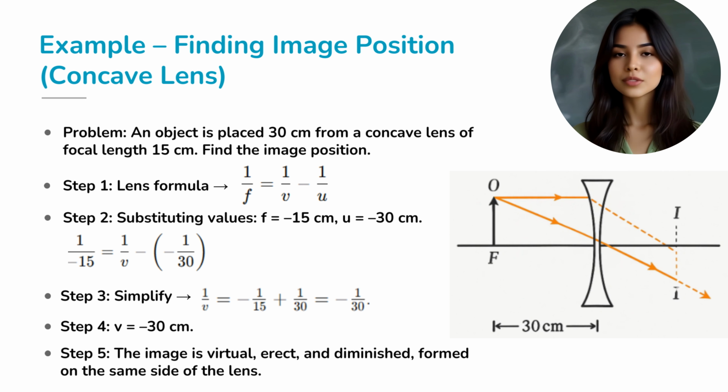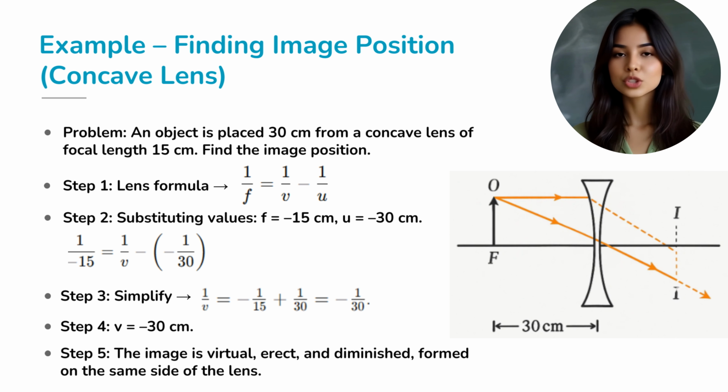Step 5. Final answer. To find the image distance, we just take the reciprocal of both sides, v equals minus 30 centimeters. So, the image is located at minus 30 centimeters on the same side of the lens as the object. And there you have it.